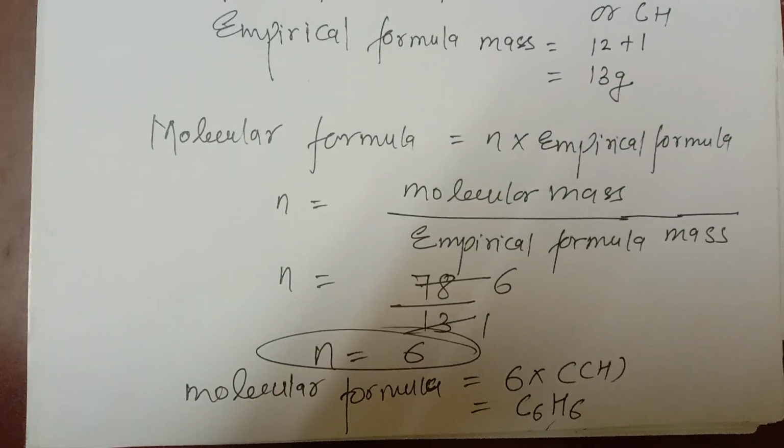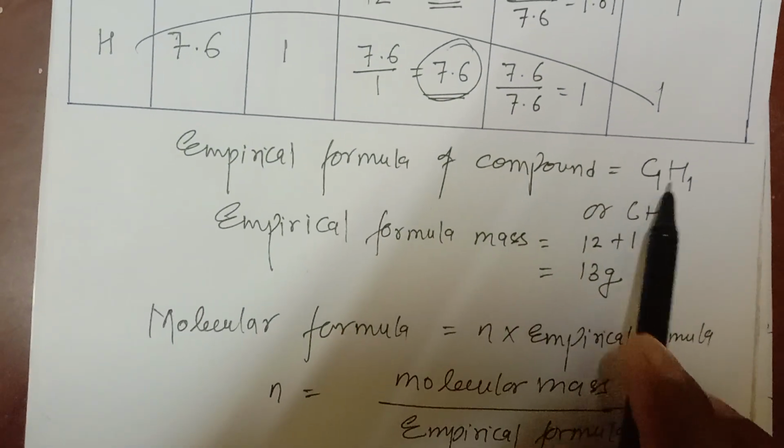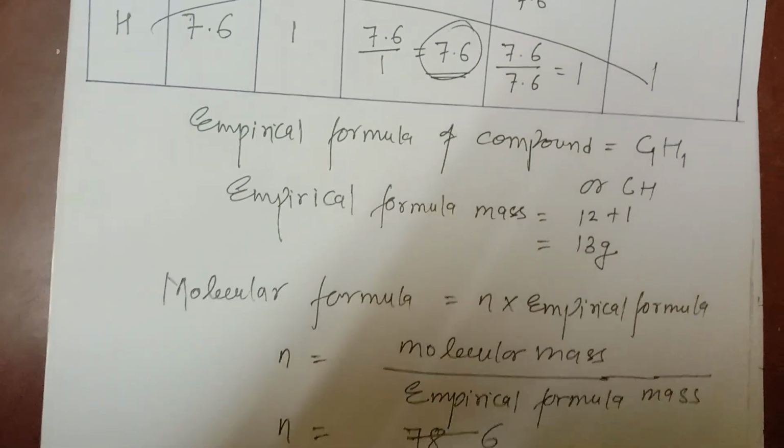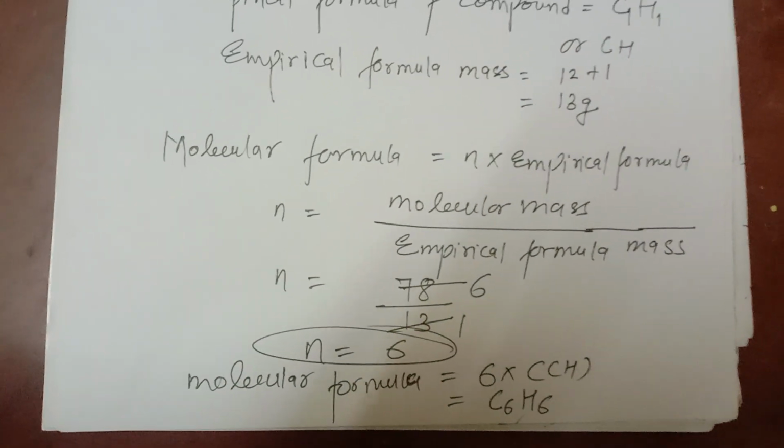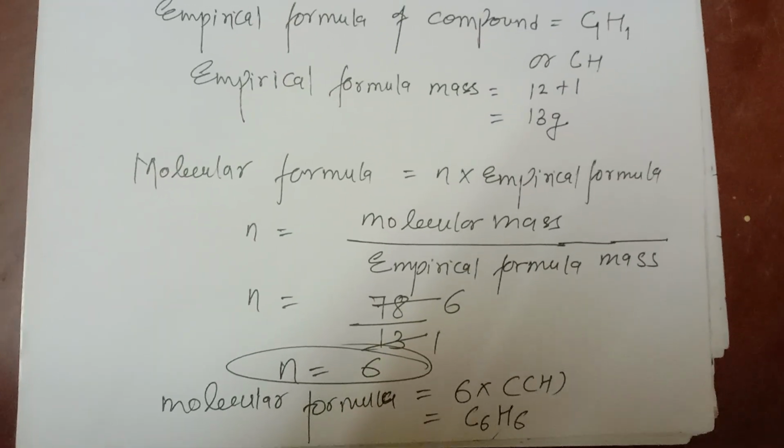So I hope you got the concept, students. This is the molecular formula, this is the empirical formula of the compound, and this is the empirical formula mass. So here we got the answer: molecular formula equals C6H6. So this is the solution. In this way you have to solve the problem.